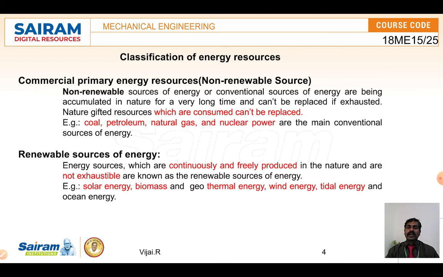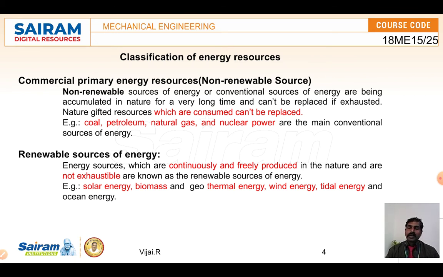A non-renewable resource, once it is used, cannot be replaced. The conventional source of energy, accumulated in nature for a long time, that cannot be replaced if exhausted, we can call a non-renewable energy source. Examples are coal, petroleum gas, natural gas, and nuclear power. These are already there in the earth, available for a long period, but once they are utilized we cannot get them back. That is what non-renewable energy sources are.